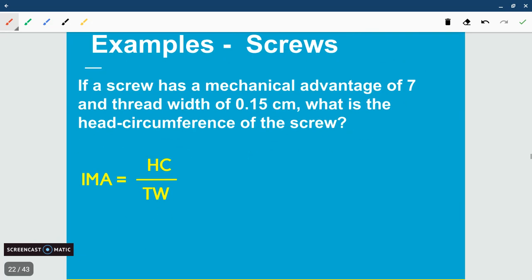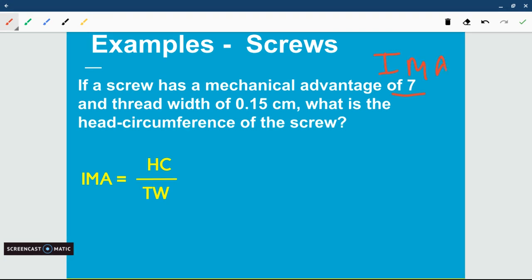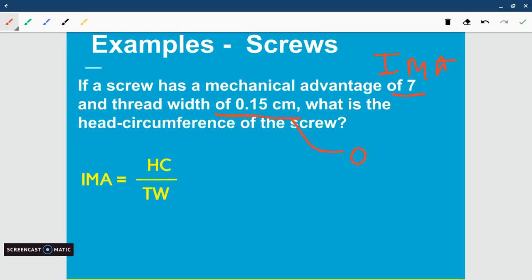If I do one more example, again, always solving for something other than the IMA. If the screw has a mechanical advantage of 7, so there's your IMA, and a thread width of 0.15 centimeters. Oh, sorry. This would just be thread width. Be easier if I did that way. What would be the head circumference of the screw?